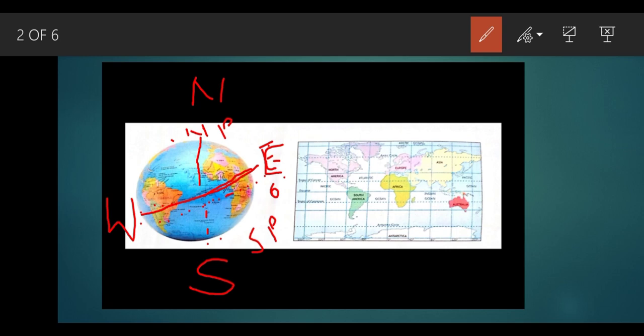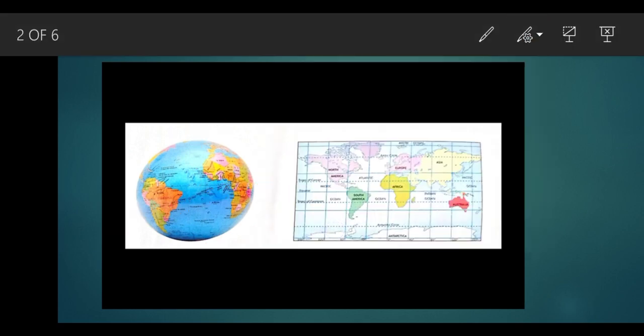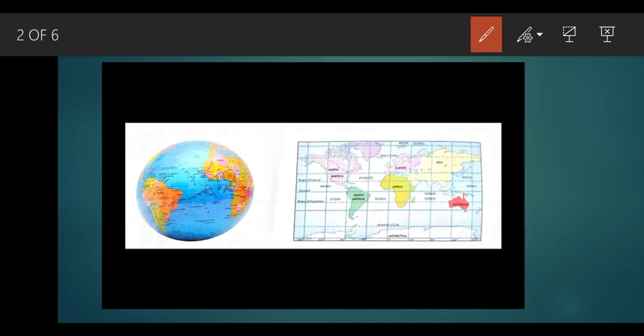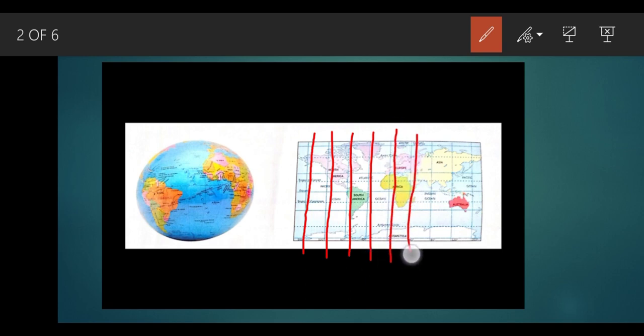Now let us see it on the map. In the map you can see a few lines that are vertical, like this. These are the vertical lines. These lines are called the lines of longitude, okay, or the meridians. Now a few lines are horizontal that are parallel. Can you see? These are called the lines of parallels or latitudes.